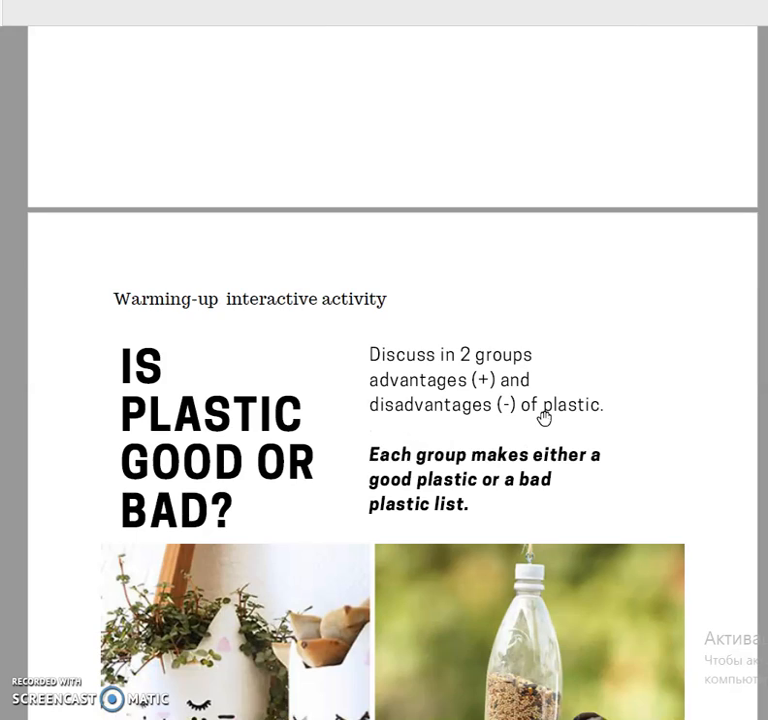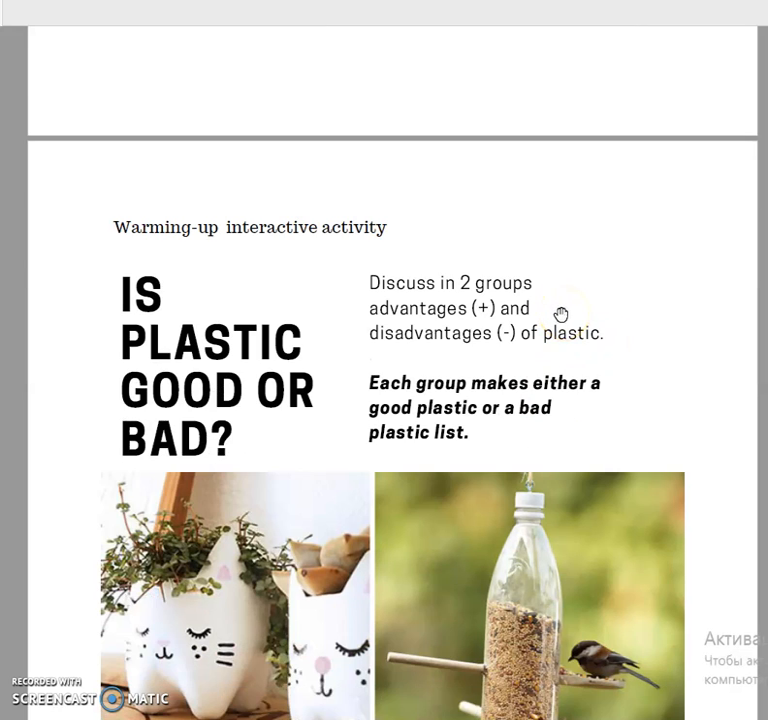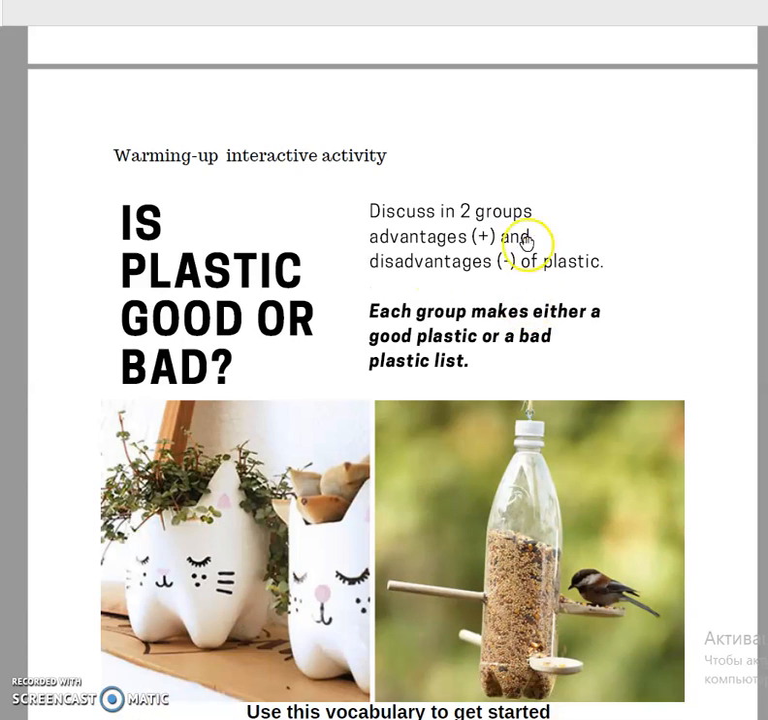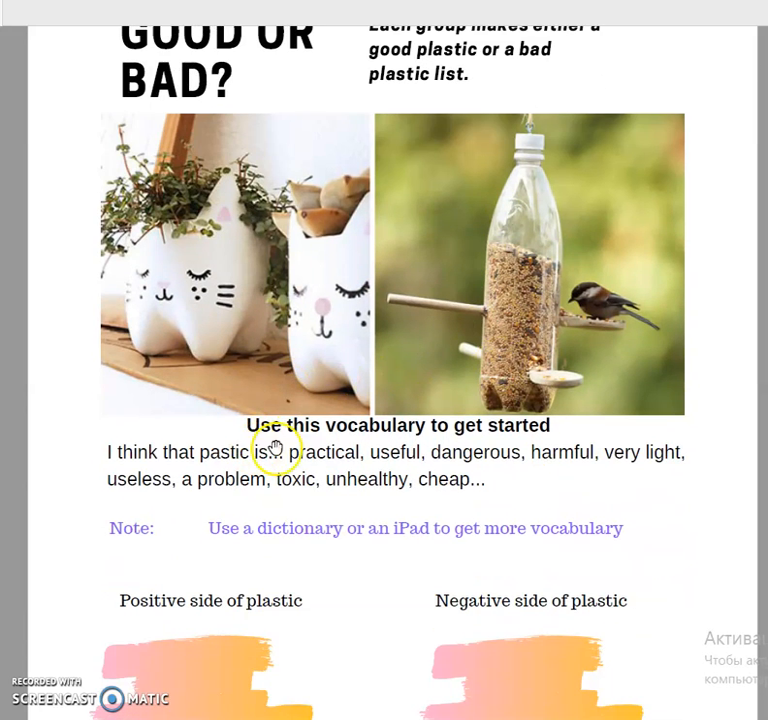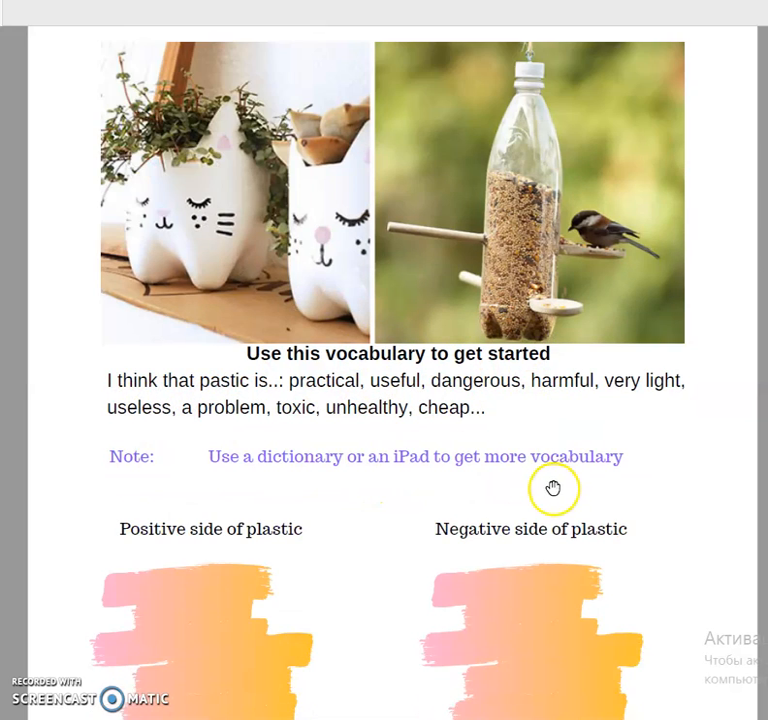So right, let's go to the warming up. Warming up interactive activity. Is the plastic good or bad? So the topic of our lesson will be plastic, and in 2 groups, I divide the class into groups, and we discuss advantages and disadvantages of plastic. So each group makes either a good plastic or a bad plastic list after a discussion. So they can use vocabulary to get started, like I think that plastic is practical, useful, dangerous, and so on.